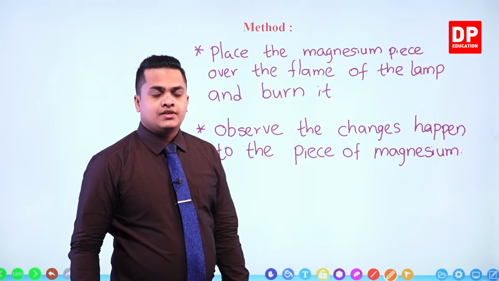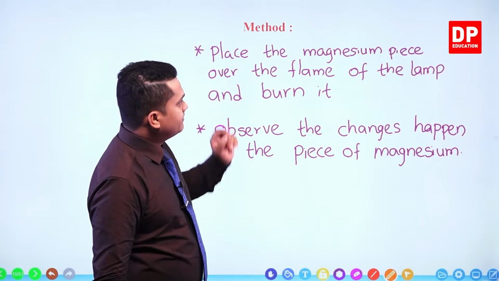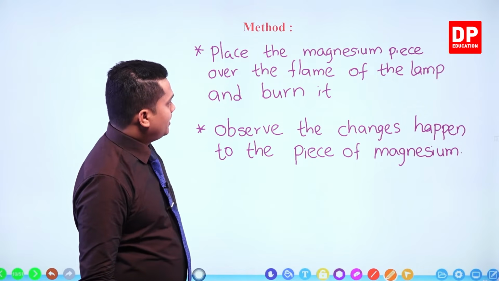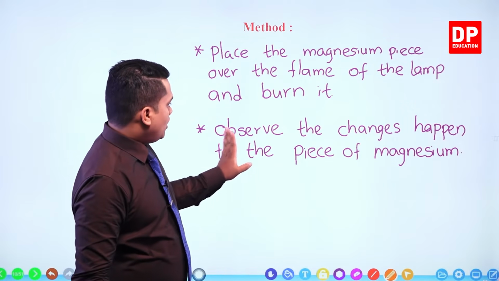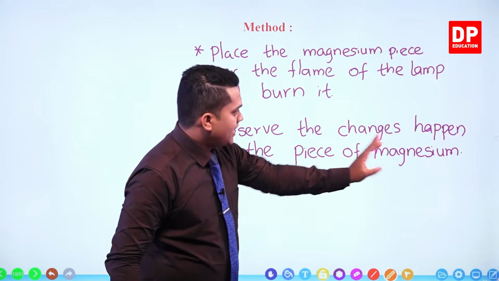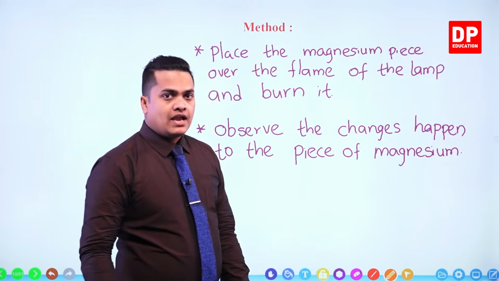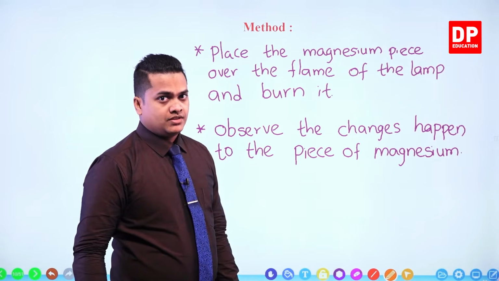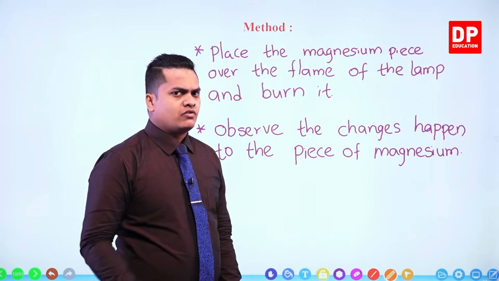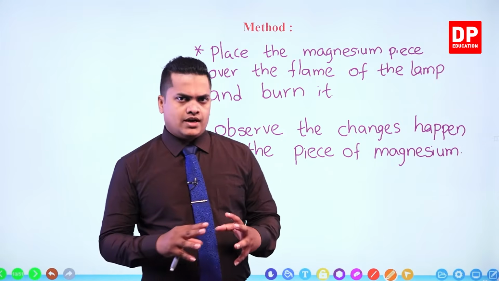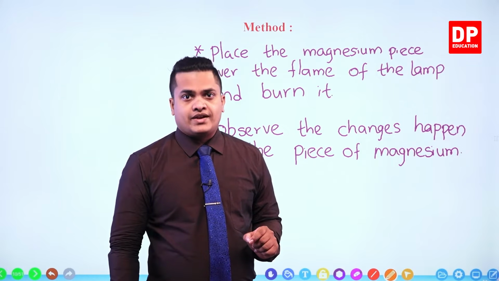Right, so this is what you have to do within this experiment. Place the magnesium piece over the flame of the lamp and burn it. Then observe the changes that happen to the piece of magnesium, and we have to record it. So this is the way of doing our experiment. We'll head on to the lab and conduct our experiment, and let's see what is going to happen when I burn the piece of magnesium.